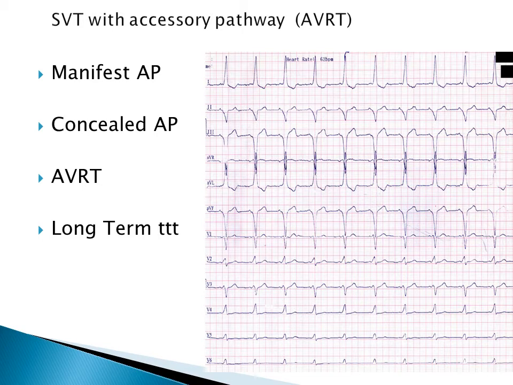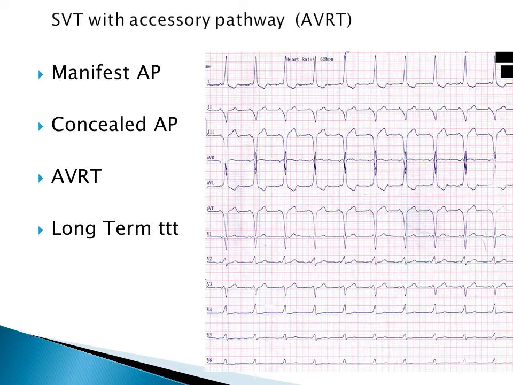Accessory pathway may be manifest, may be concealed. Manifest accessory pathway will show short PR, delta wave, and bundle branch block-like QRS, like the ECG presented here. A concealed accessory pathway will not be apparent on the surface ECG. It's detected only during electrophysiological studies.